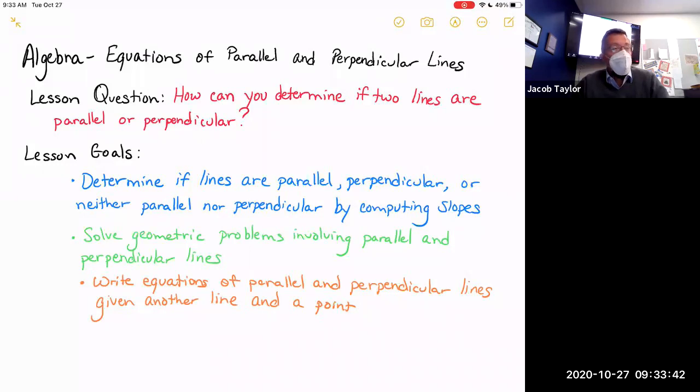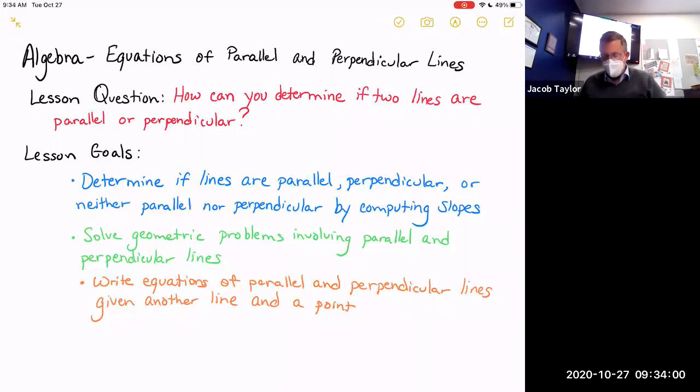Very good, because they are lines. There's not an end or a beginning. Very good. They go on forever and ever. They are linear. Parallel lines are linear.